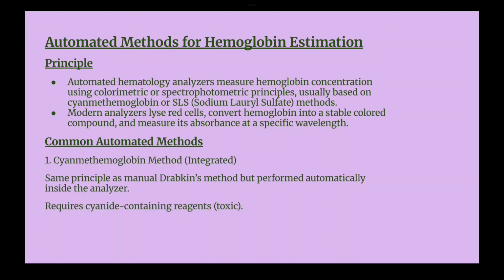The modern analyzers break down the red blood cells, convert the hemoglobin into a stable colored compound, and measure the absorbance at a specific wavelength to determine the hemoglobin present inside the blood. Now the common automated methods are the cyanmethemoglobin method, which is integrated along with the machine.